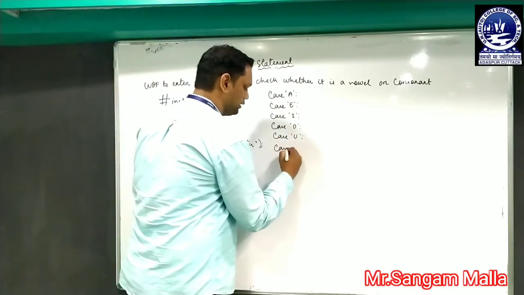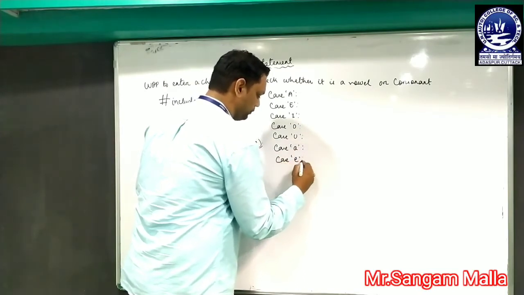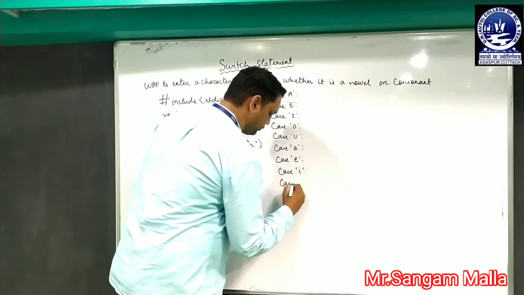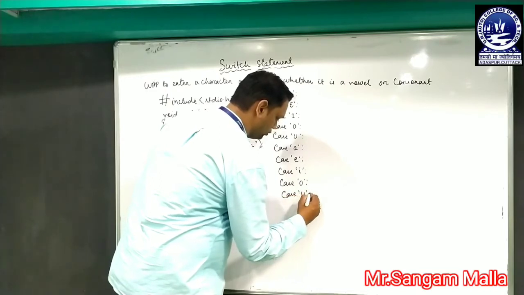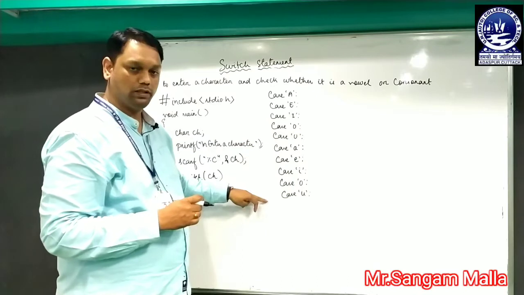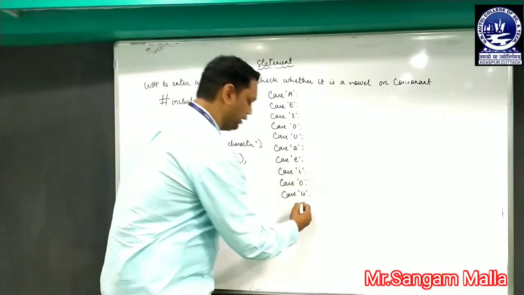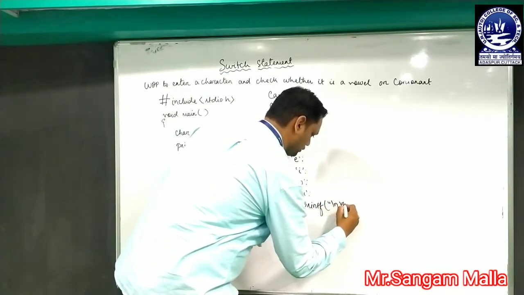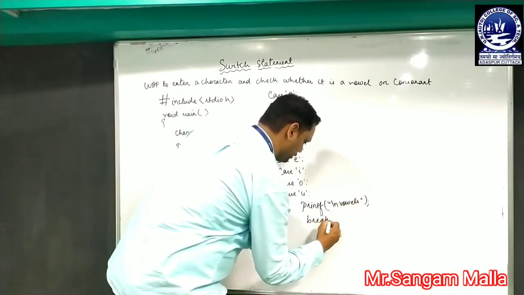So let us say I have written case 'a', case 'e', case 'i', case 'o' and case 'u'. So if the user enters a capital letter or a small letter, all these case values will be considered a vowel. So I will write printf "vowel" and we will give the break statement.